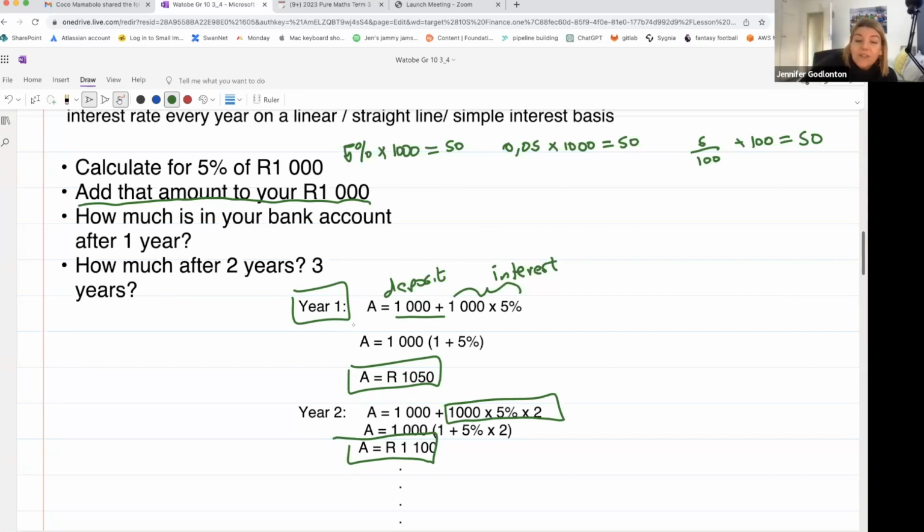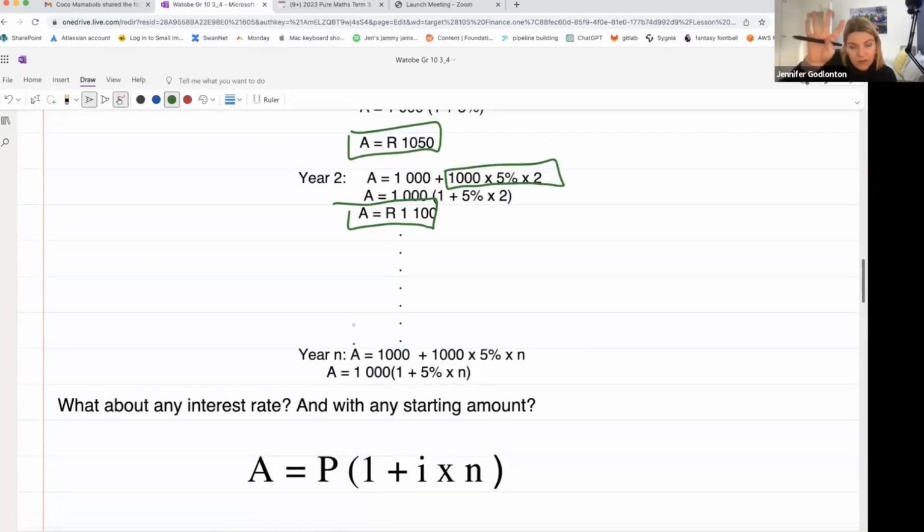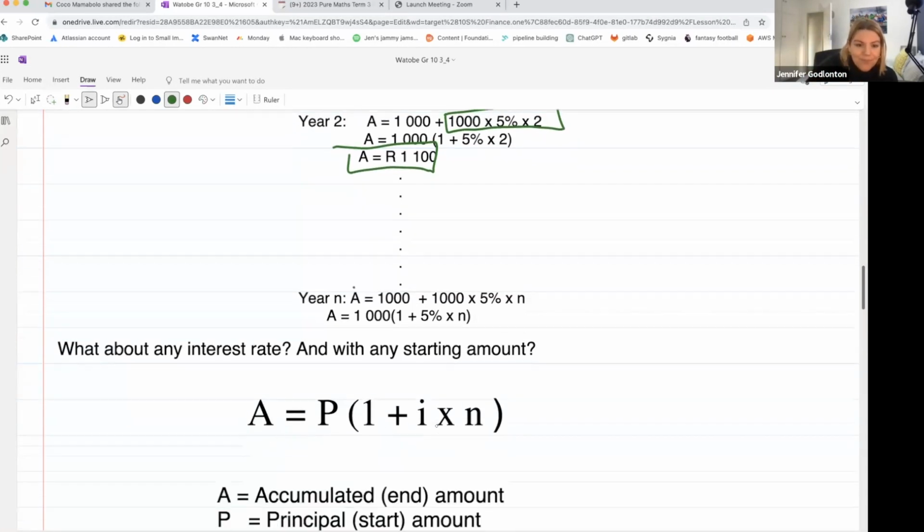Okay. And so that leads us into this glorious little formula over here. Don't worry, I'll scroll up so you can take a screenshot just now, where we have A is equal to P(1 + i × n). We're going to quickly talk about what each of those letters mean, and then we're going to do some examples, and we're going to jump into some juicy questions. It's going to be very exciting.